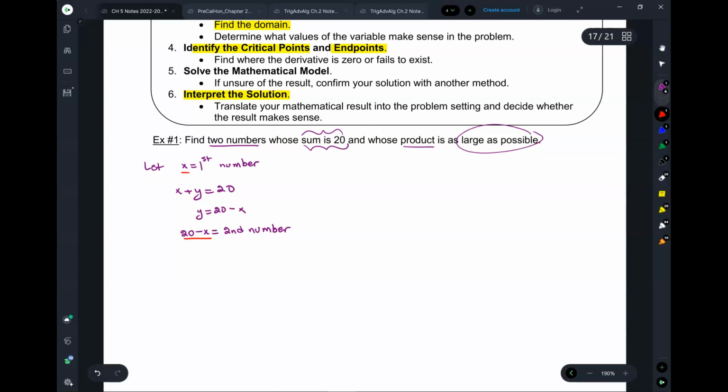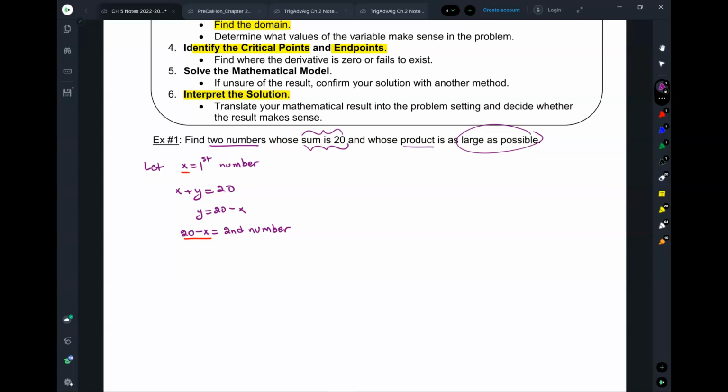Okay. What is the domain of this problem? Remember, what is it that we're looking for? We're looking for two numbers. So in the end, when we solve this problem, we're going to have, okay, first number is this, second number is this. So what's the domain for these numbers? Can any of the numbers be 60? No, because the two of them have to have a sum of 20, right?